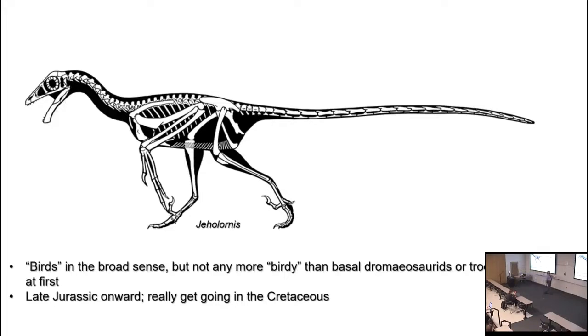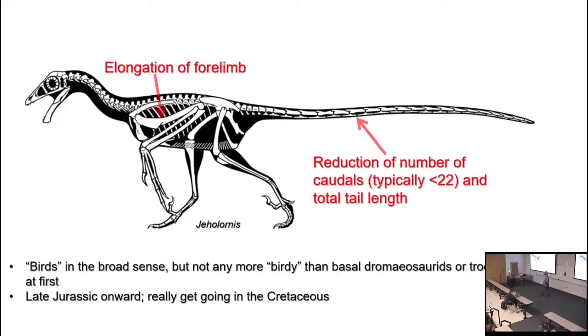Avialae begins in the late Jurassic. In the case of Enchiornis, like 2 days after the beginning of the late Jurassic. Okay, very earliest late Jurassic. But they really undergo their major expansion during the Cretaceous. Now, above the level of Enchiornis, we have a couple new derived traits. For instance, the forelimb becomes especially elongate. It's now longer than the hind limb.